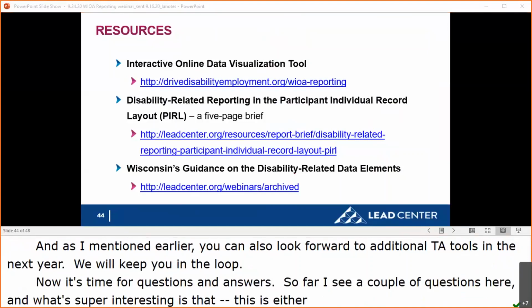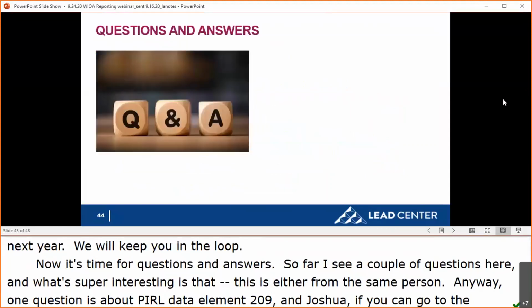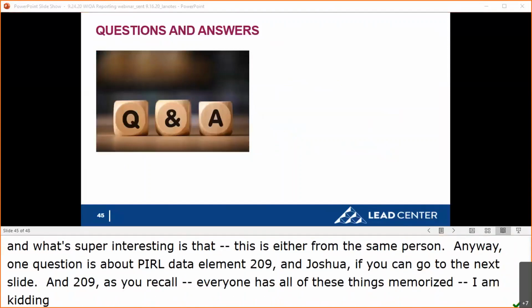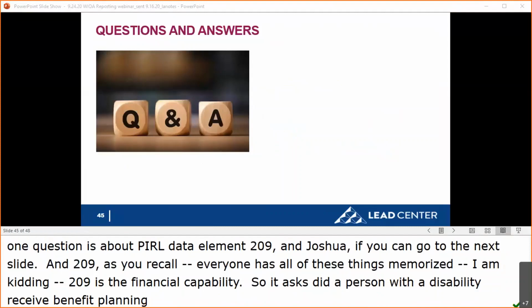one question is about PIRL data element 209. And Joshua, if you can go to the next slide. And 209, as you recall, everyone has all of these things memorized. I'm kidding. 209 is the financial capability. So it asks, did a person with a disability receive benefit planning services, financial capability, or asset development services, or both of these services?